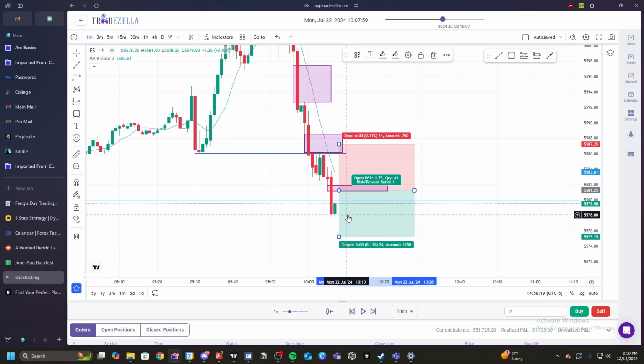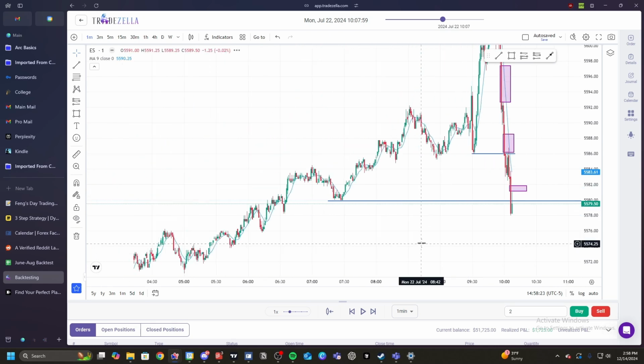Is there a way to place a limit order with Sprazella? I don't think so. FXU plays definitely the best for backtesting. I don't think so. Actually, I don't know.